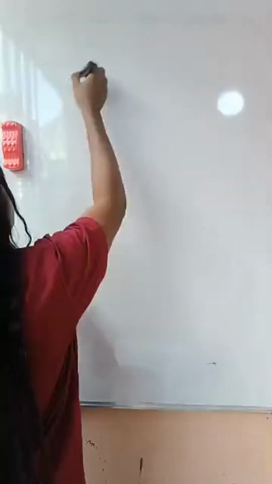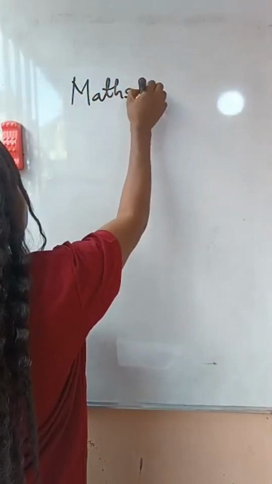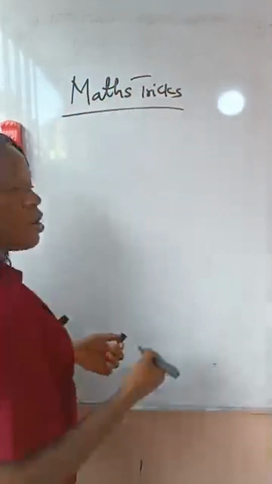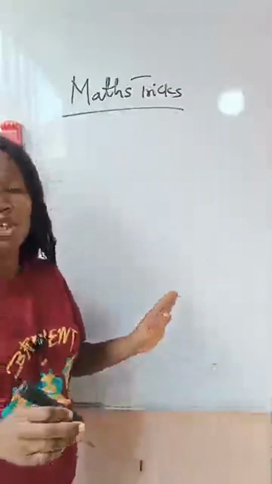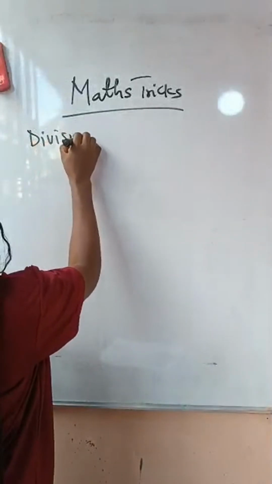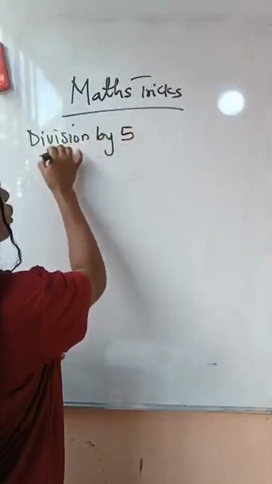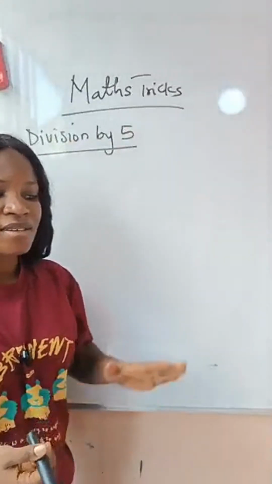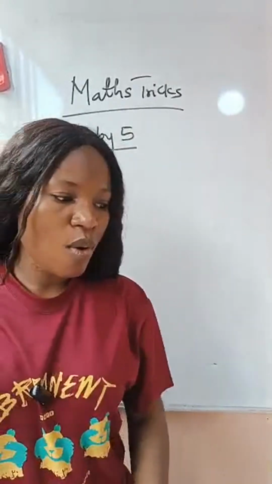Okay, therefore, in today's matrix, let us start with division by 5. If you're asked to divide a number by 5, how do you go about it?